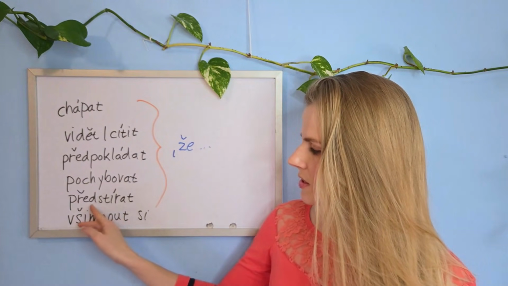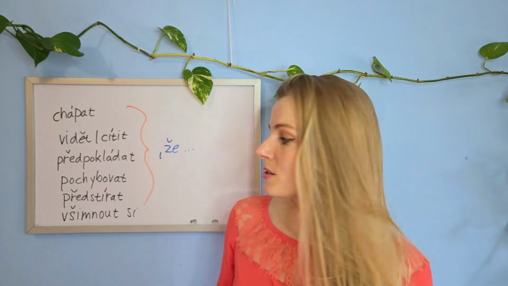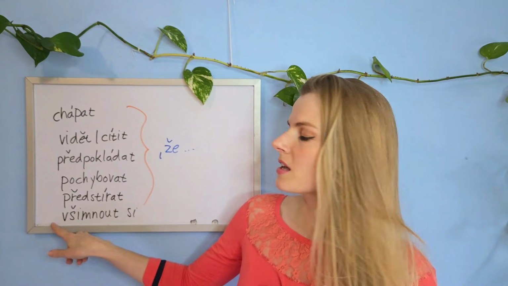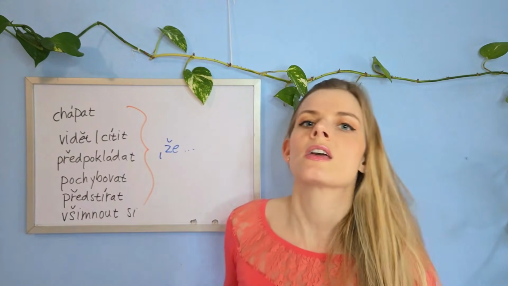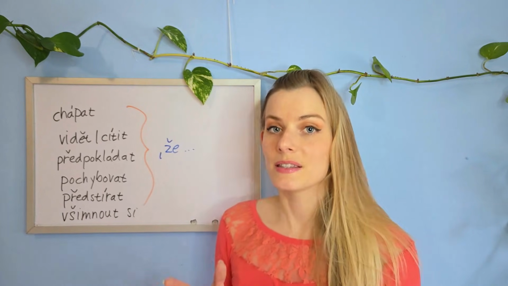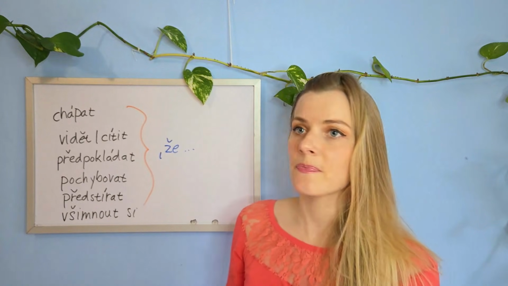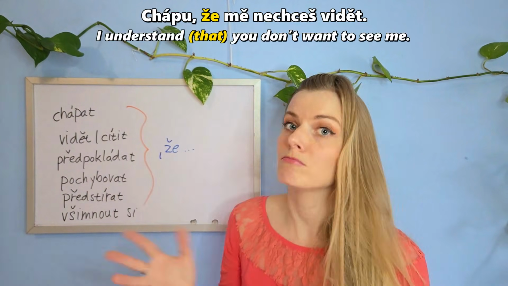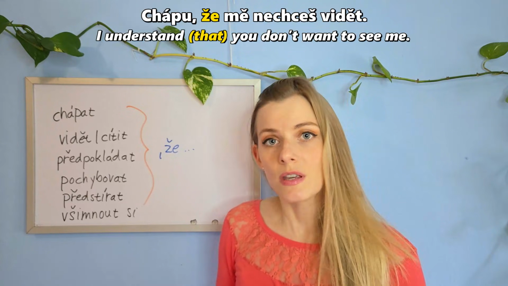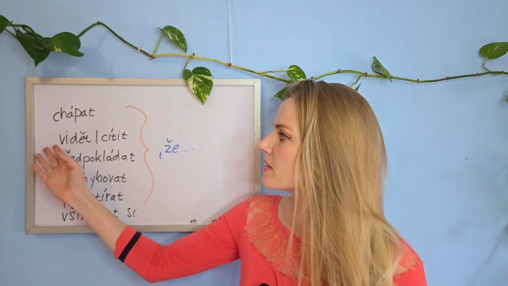Předstírat, this is interesting because we have před, something that we do before. So we pretend. Předstírat. And finally, všimnout si. Všimnout si is to notice. The examples I'm going to give you are going to be in all kinds of tenses. Chápat. Chápu, že mě nechceš vidět. I understand that you don't want to see me. Chápu, že mě nechceš vidět.